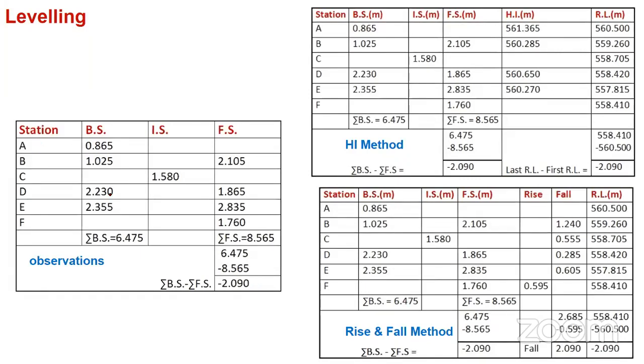See, once you enter these values for stations A, B, C, D, E, F: at station A, they have taken a backside over here. At station B, we have taken a foresight, 2.105, because they kept the instrument somewhere else. Then from there, the C point is not visible. That's why they shifted the instrument in between B and C. Then they have taken a backside, then they have observed C. This is an intermediate side. Then from the same second position, they have observed a foresight also, 1.865.